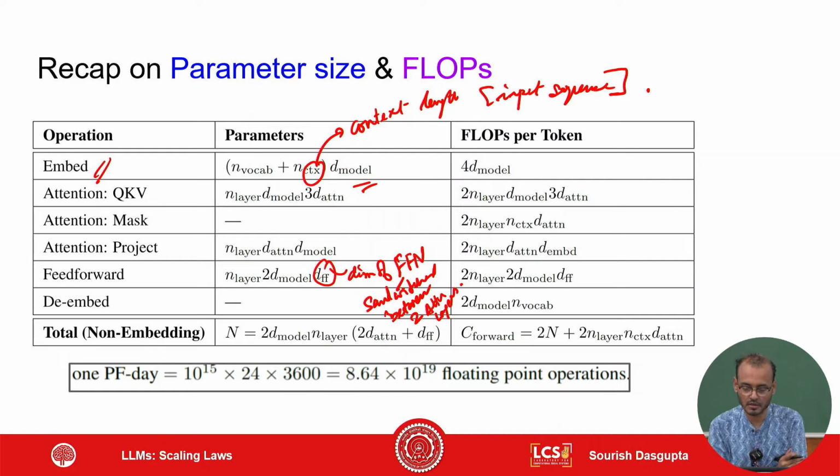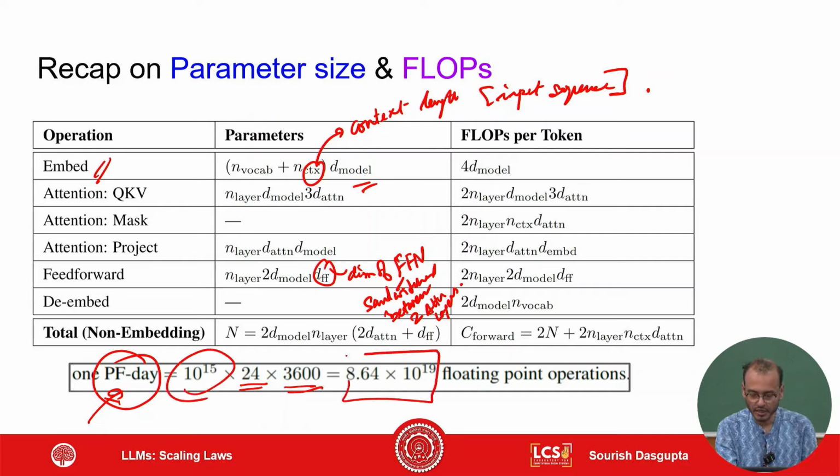Similarly for flops, this is how you would calculate the flops. I'm not going to go into the details, but usually people look at it not from a flop point of view, but from a PF day point of view, like petaflop day. That is basically 24 hours multiplied by this many number of seconds multiplied by this, which is equivalent to saying that it's this many floating point operations, right? Okay.